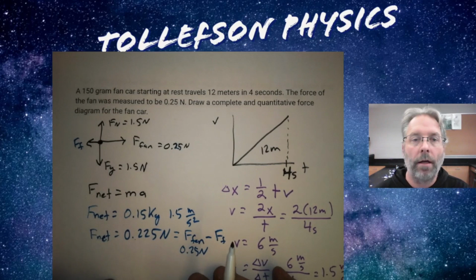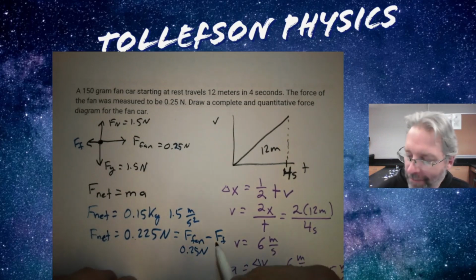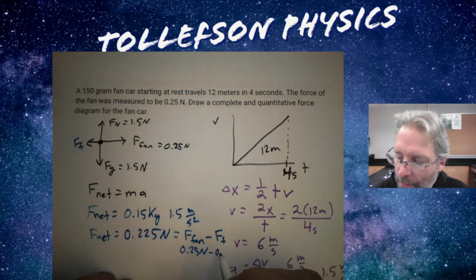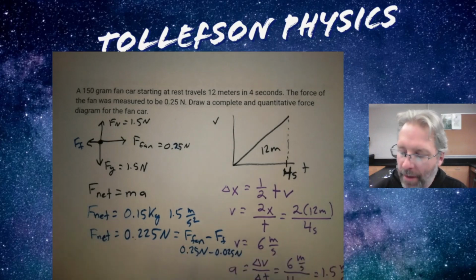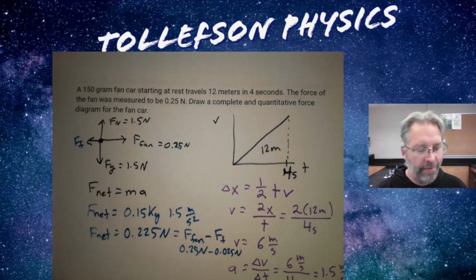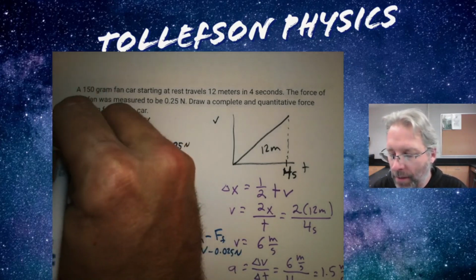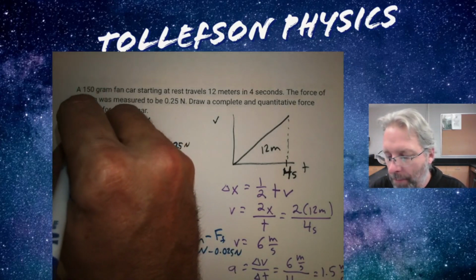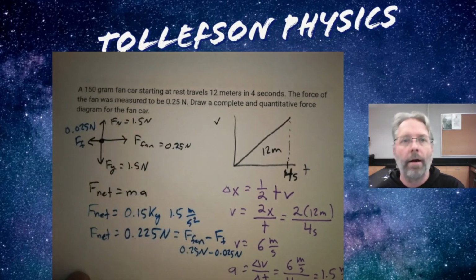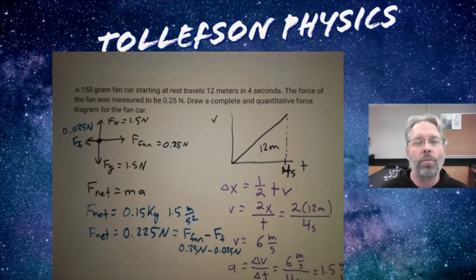Well, it's 0.025, right? So minus 0.025 gives me 0.225. And so that is actually what the force, I'll just write it up here, not the best spot, but I'll write it right there. So that is what that is, based upon this data, right?